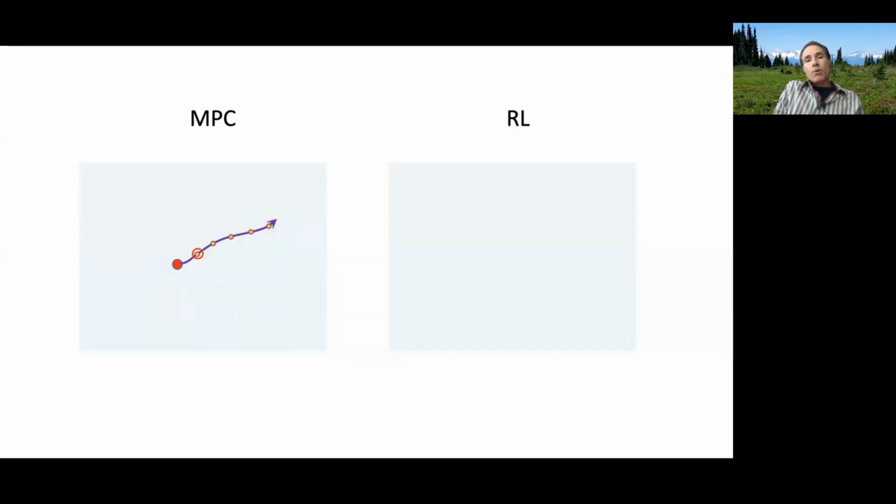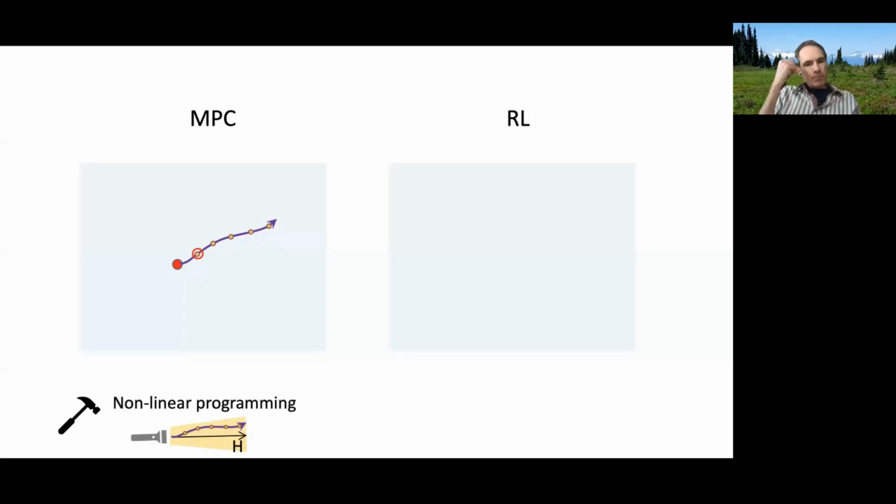Then once we've actually taken our action, we move on to the next state, shown by the hollow red circle, and the process repeats. So we turn on our flashlight again and begin to re-optimize. The hammer of choice here in terms of the underlying algorithms is typically some version of non-linear programming, although there exist many other variations as well, using cross entropy methods or other population-based methods.